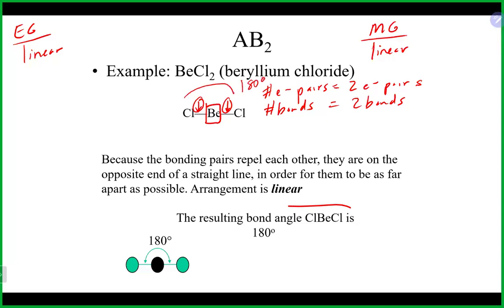Both the electron pair geometry name is linear and the molecular geometry name is also linear as well. Any questions on that one there?